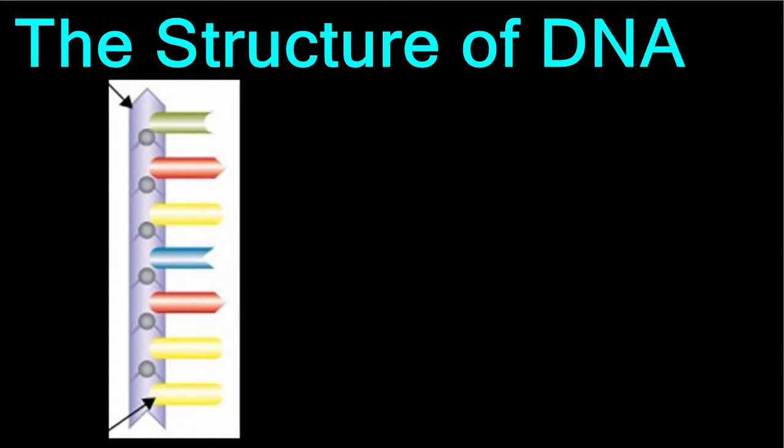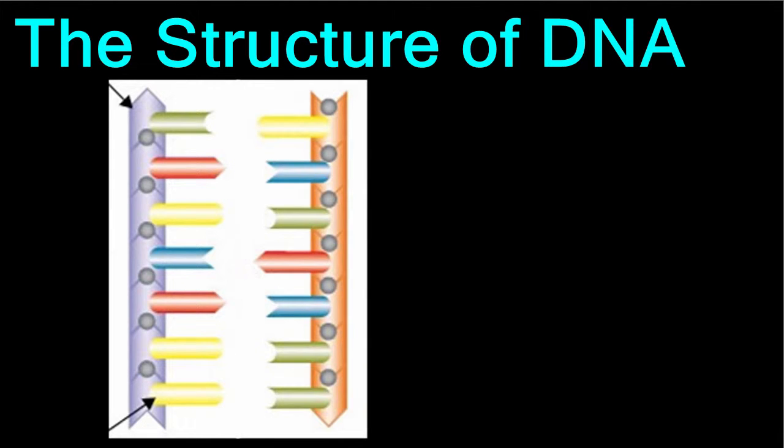What we see here is just half of the DNA molecule. DNA is double-stranded, so we have another sugar-phosphate chain on the opposite side with nitrogenous bases pointing inward. This is the complementary strand of DNA, and the bases in the center must complement or pair up properly with the bases on the other strand.